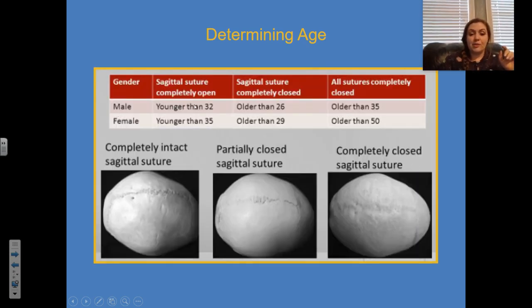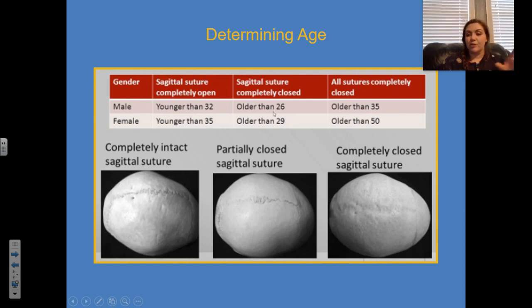So gender, male versus female, the sagittal suture. So that line closing in, for a male, the sagittal suture completely open, meaning you have the line all the way across the top of the head, younger than 32. For a female, it might stay open to 35. Sagittal suture completely closed. Completely open. Am I reading this wrong? Completely intact, partially closed, completely closed. We should be closing over time. All sutures completely closed.